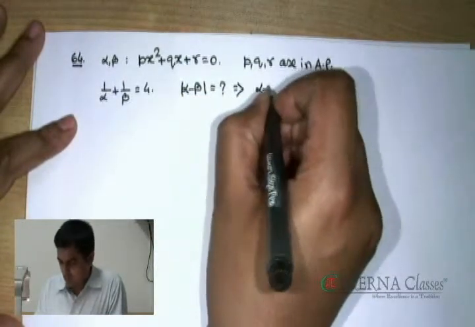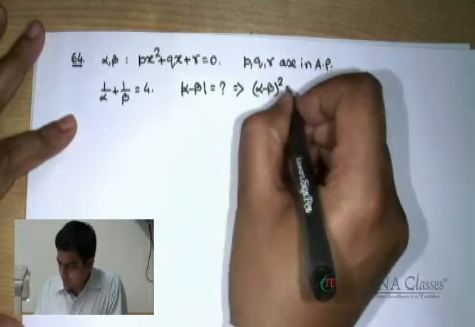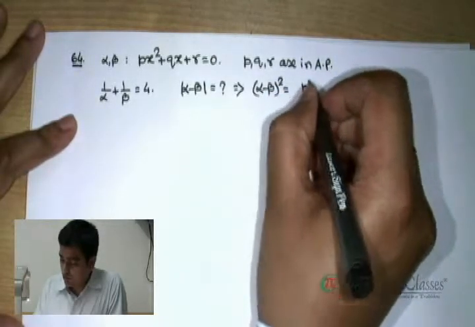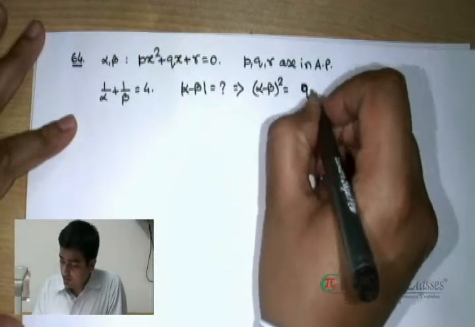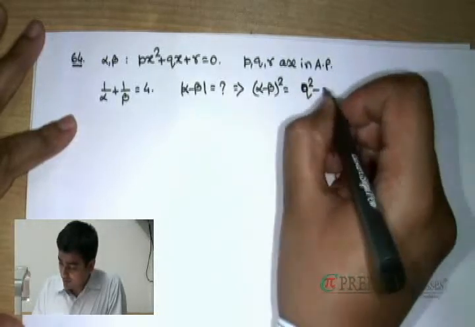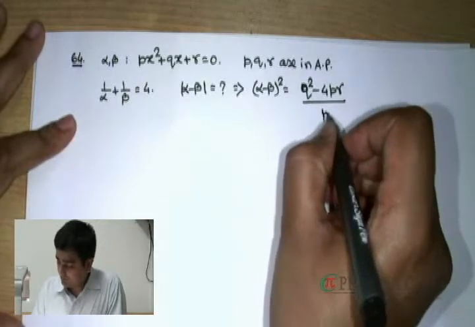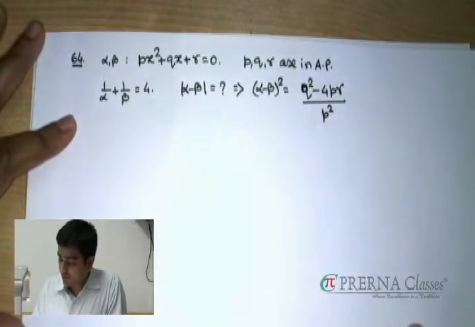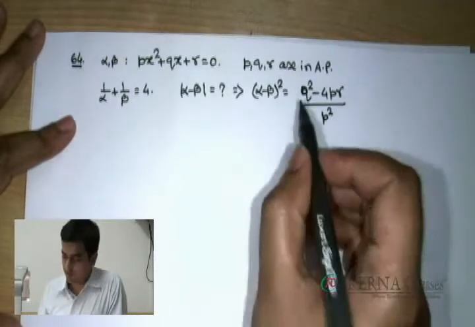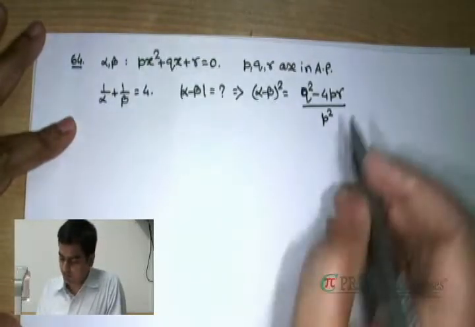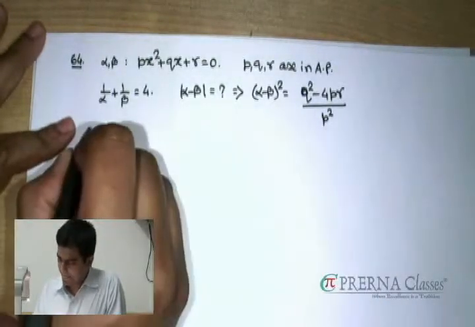First of all, I guess people should be aware of this fact that alpha minus beta whole square is always going to be the discriminant of that quadratic, which in this case is discriminant by the coefficient of x square whole square. This is what we are interested in.